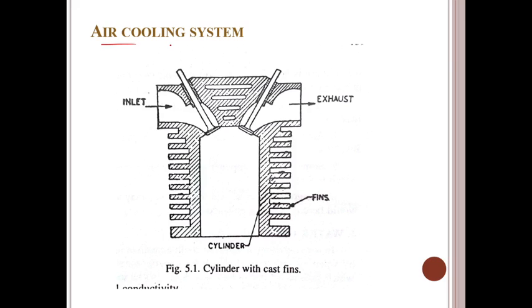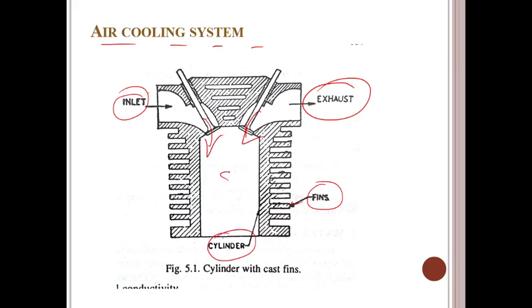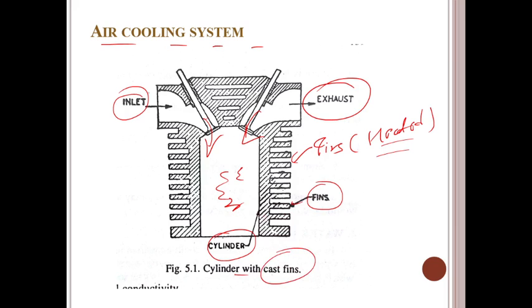If you observe an air cooling system, these are the fins that will be used there. This is the exhaust, this is the inlet, this is the cylinder, this is the inlet wall, this is the exhaust wall. After combustion, these fins will be heated. You can observe this in every engine, two wheeler or four wheeler. Generally in two wheeler engines, the cylinder has cast fins. Whatever heat is generated will be removed from the fins into the atmosphere.